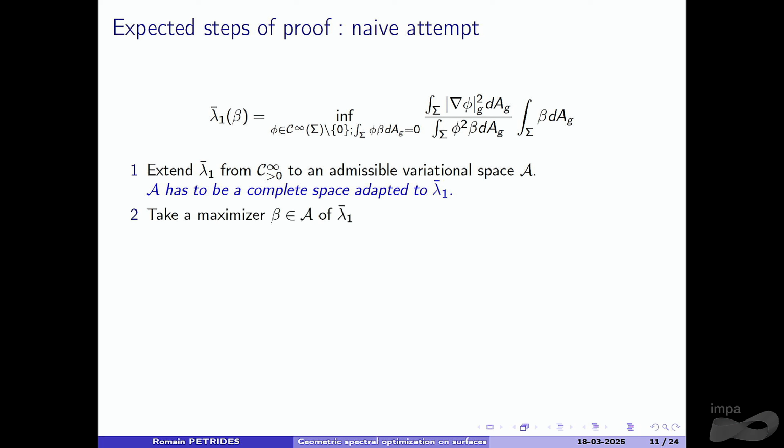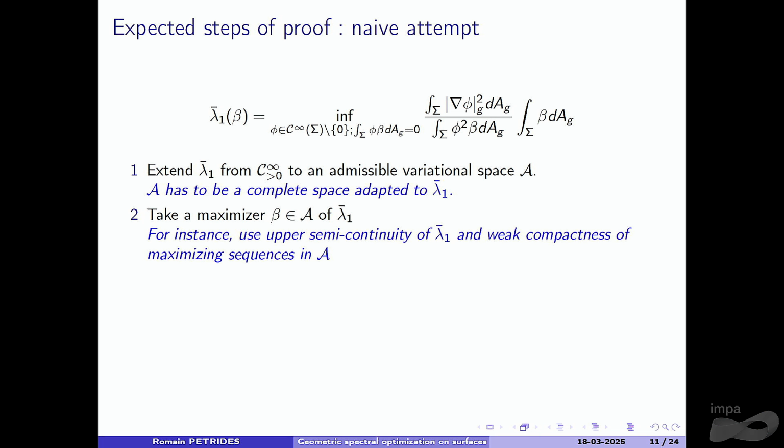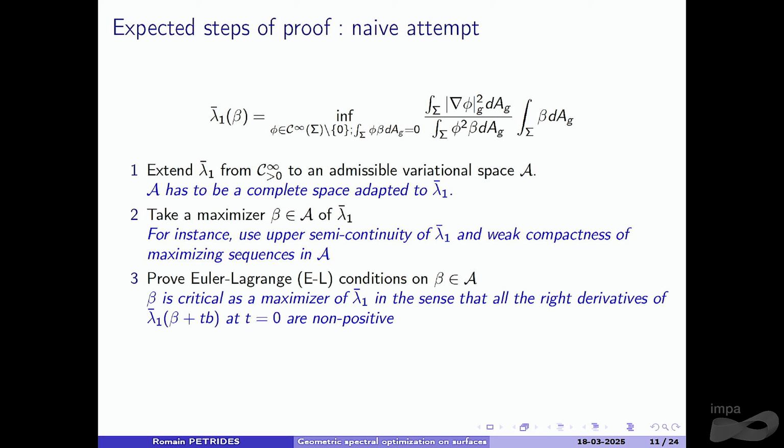Then you take a maximizer in this big variational space. It is possible to do that because you chose A well in order to have weak compactness of maximizing sequences in A, and you use a kind of continuity of the functional in this space. So you have a maximizer. Then you prove the Euler-Lagrange condition on this maximizer, which is on a bigger space again. And because of this Euler-Lagrange condition, I just explained in the blue lines what the definition of the Euler-Lagrange condition is. So I just explain it to you with this drawing.